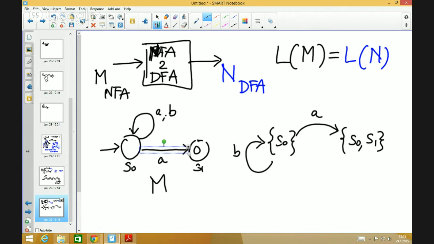I need to account for all the possibilities because I don't have magic anymore. I need to be deterministic. I need to look at all the possibilities and remember them all. Okay, so if I am in S0 and I read the B, I can only go to S0. If I'm in S1 and I read the B, I can go nowhere. So where is it that I go if I'm either in S0 or in S1 and I read the B? You go back to S0, the state that only contains S0.